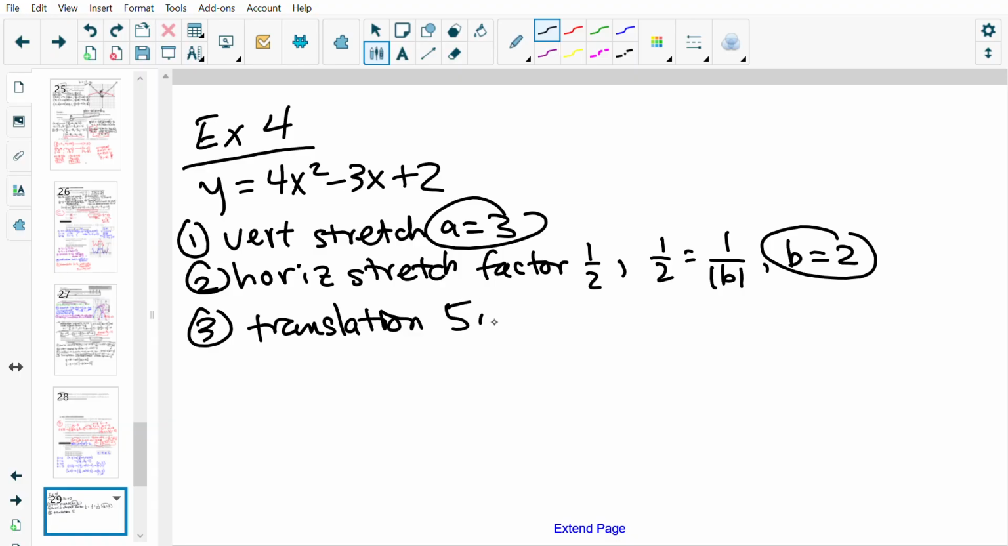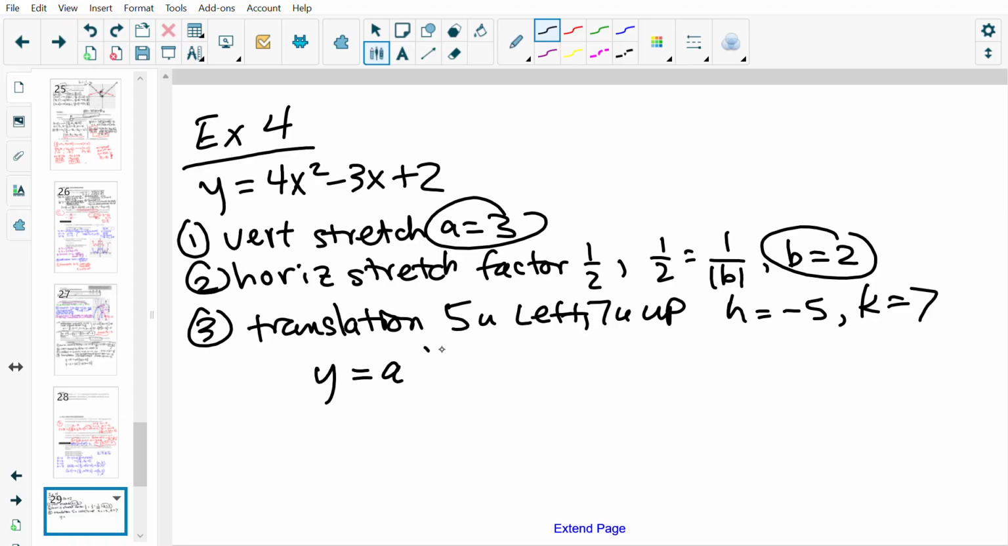Translation. 5 units left, 7 units up. So h equals -5, k equals 7. Okay. In function notation, I'm going to start with the general transformation model, a times f of b times x minus h plus k.